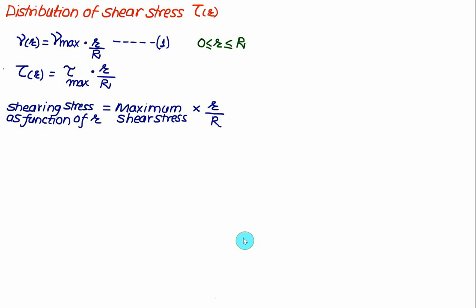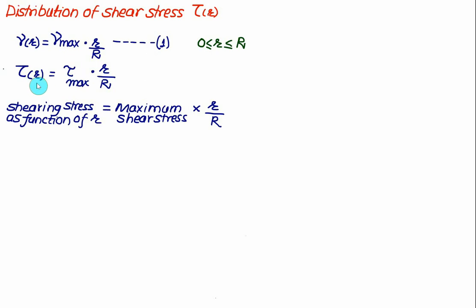So one equation we have developed for the shear strain. Shear strain as a function of radius r is equal to the maximum shear strain multiplied by radius r divided by total radius, capital R. Here, any radius r is between 0 and capital R. So you have to fix this range first, and only then can you apply this equation in the given range.